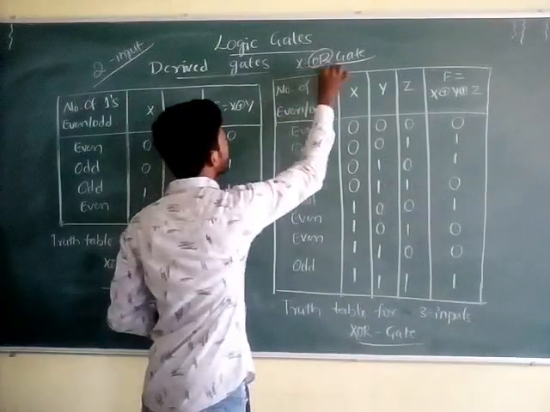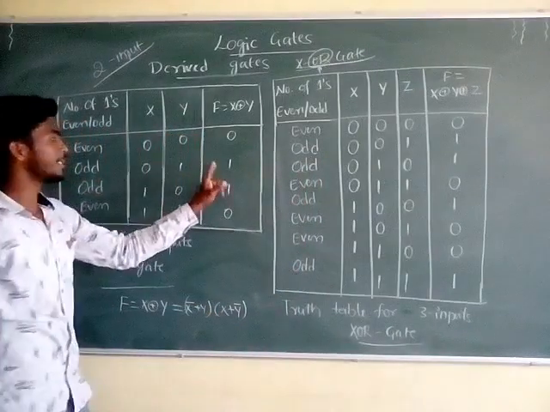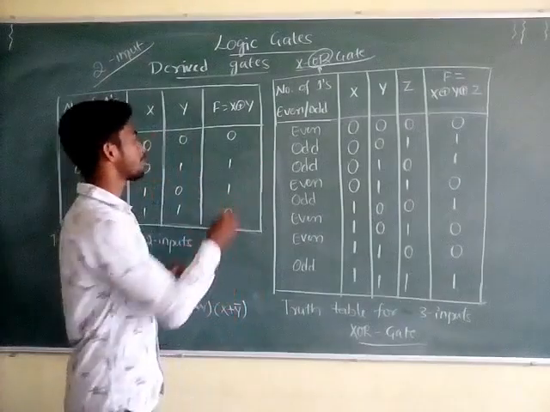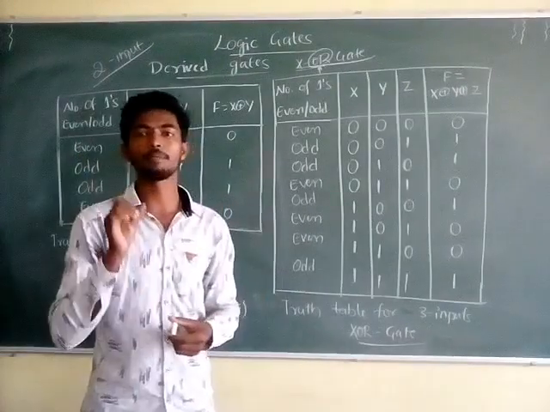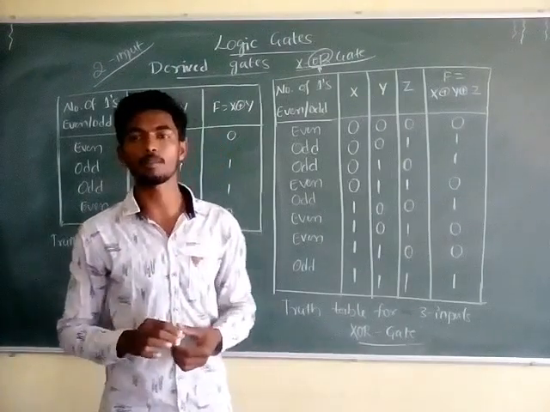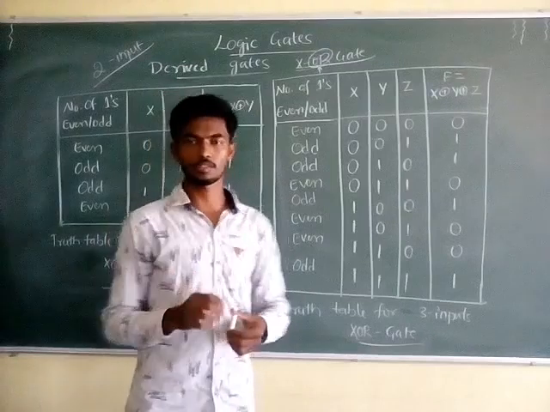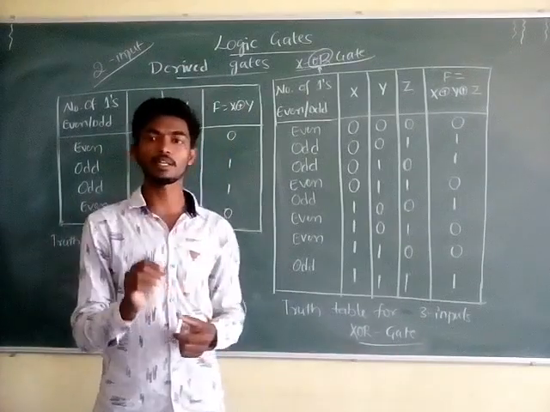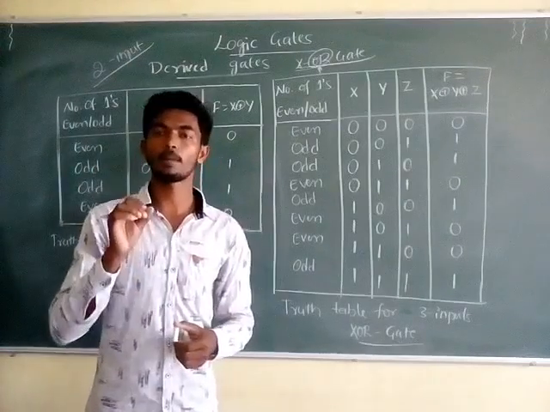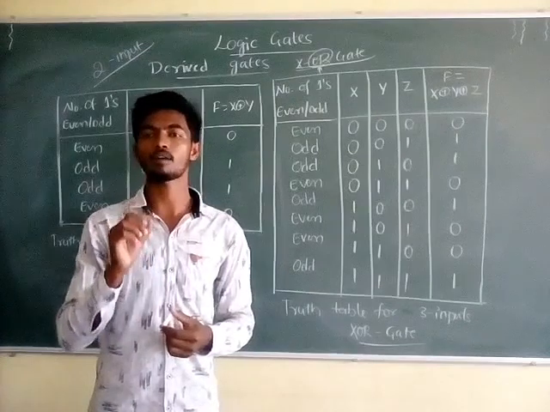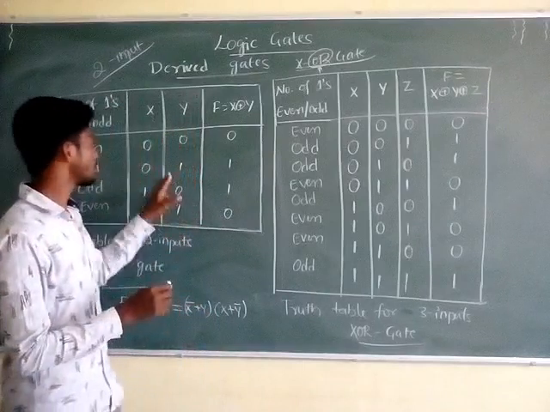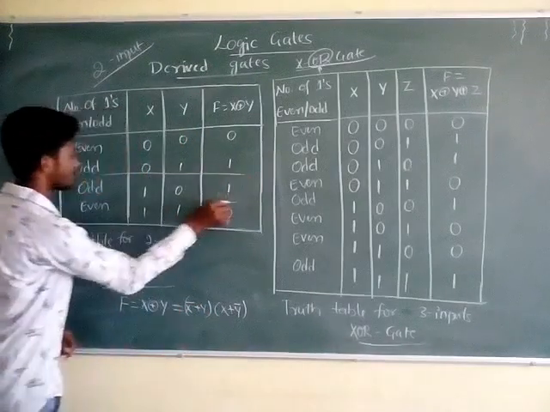Now the XOR gate will produce a high output, just listen properly, when the number of ones in an input combination is odd. Once again, listen properly and remember that. For a XOR gate, only when the number of ones in an input combination is odd will the output be high. You can observe here for these two combinations.